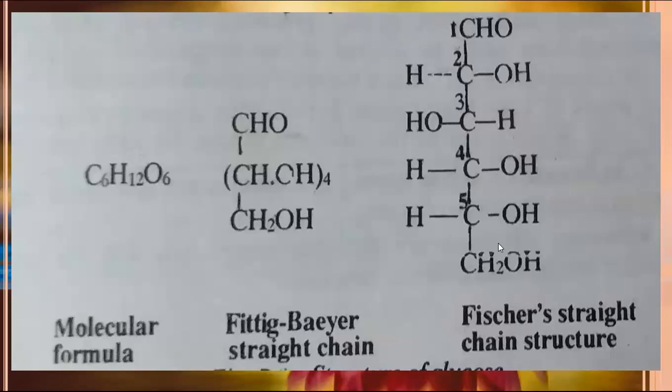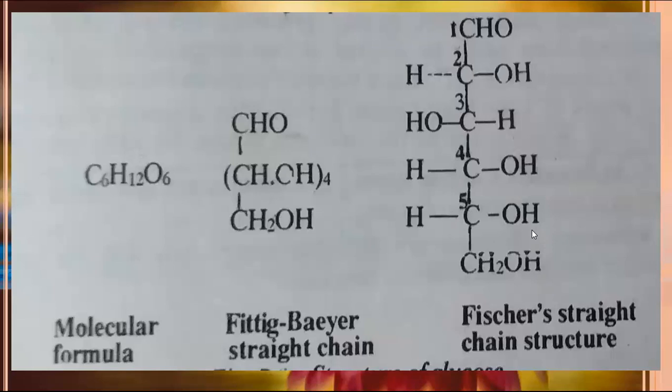According to Fisher, the aldehyde group is placed at the first carbon, one end of the carbon chain. The remaining carbon atoms are arranged one behind the other. The last carbon atom contains two hydrogen atoms and one hydroxyl group. The remaining carbon atoms contain one H and one hydroxyl group, with H on one side and OH on the other side.